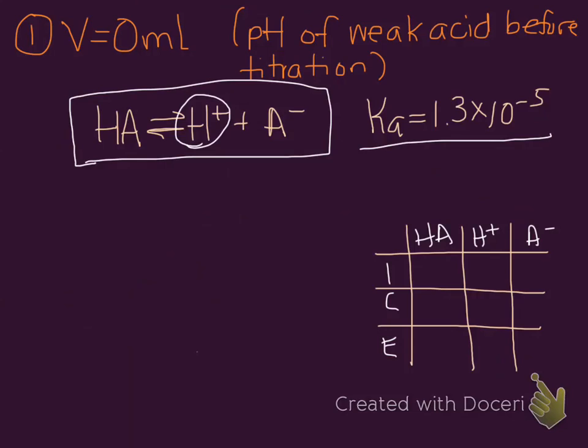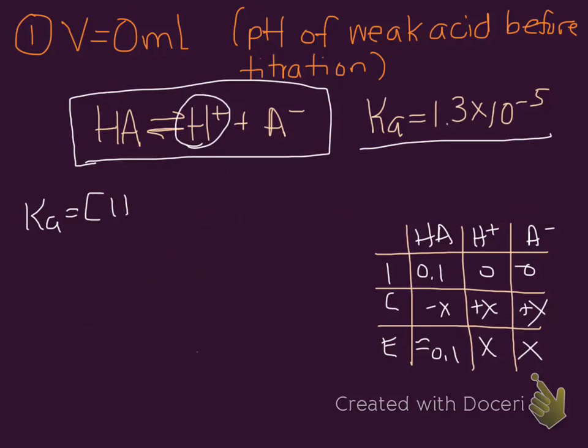Okay, so simple. This one you're starting out as 0.1 molar. That was given in the problem. 0, 0, minus x, plus x, plus x, x, x. We're going to approximate this because you always can. We're going to do to 0.1. So you're going to come over and you're going to set up your Ka. So your Ka is equal to H plus, A minus.